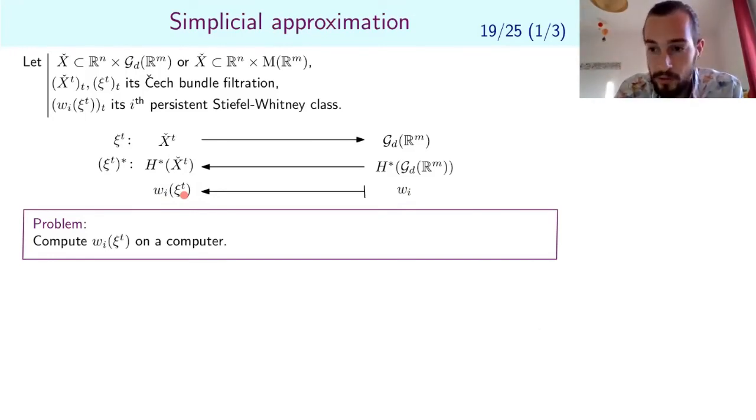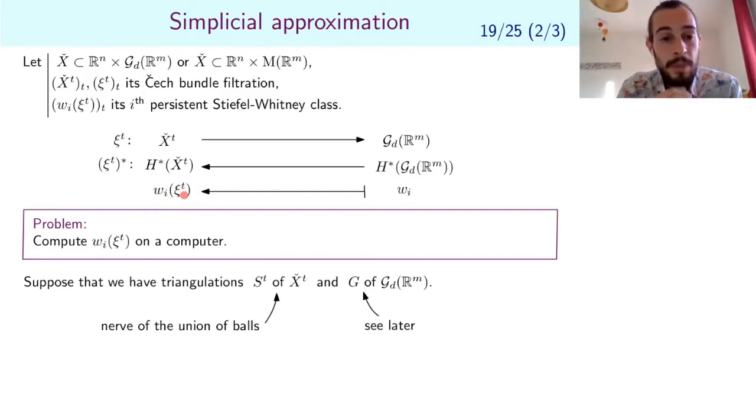So of course we will use simplicial methods. We need a triangulation of my t thickening and a triangulation of the Grassmannian. Triangulating the thickening is easy. We know how to do that. It's just a union of balls, so you take the nerve and you obtain something which is homotopically equivalent to your thickening. Triangulating the Grassmannian is a problem in itself, and I will show you how to do that in a few slides.